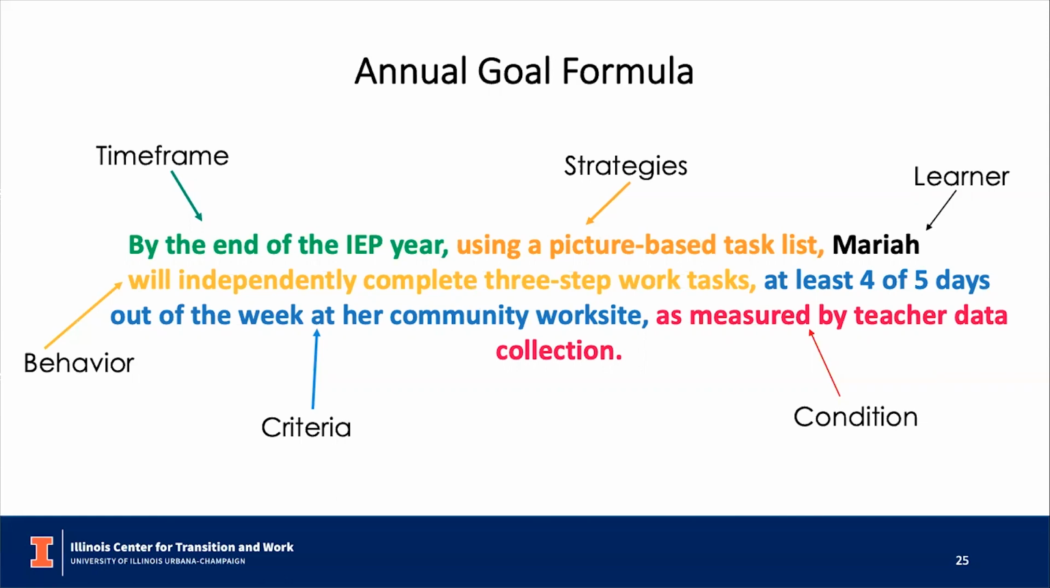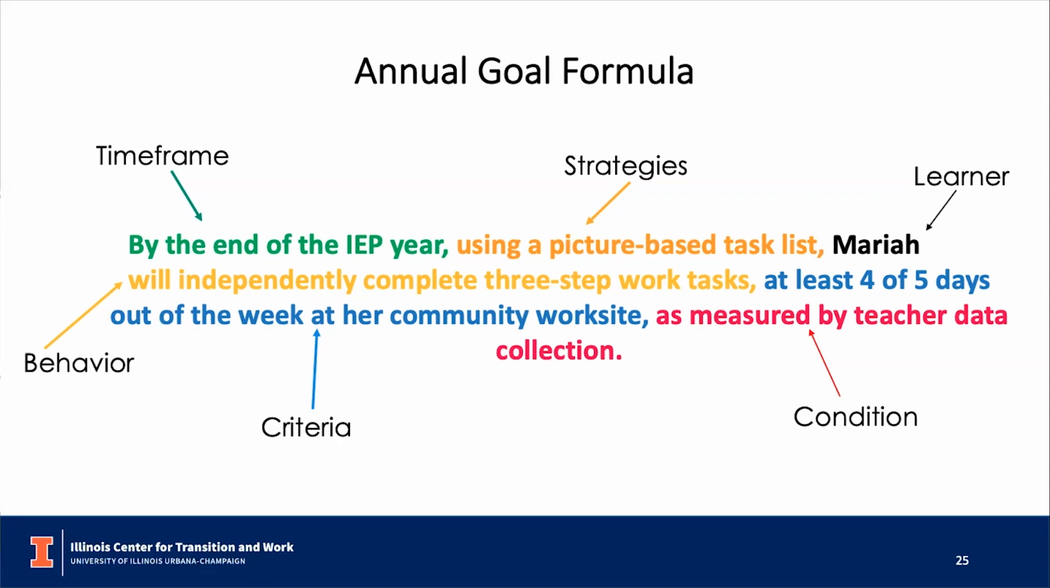Now, I'm going to read it again. Play along, close your eyes, and see if you can picture what this looks like in a classroom, okay? Because that's what we want. This goal should illustrate exactly what we should see if I were to walk into Mariah's class tomorrow. By the end of the IEP year, using a picture-based task list, Mariah will independently complete 3-step work tasks at least 4 of 5 days out of the week at her community work site, as measured by teacher data collection.